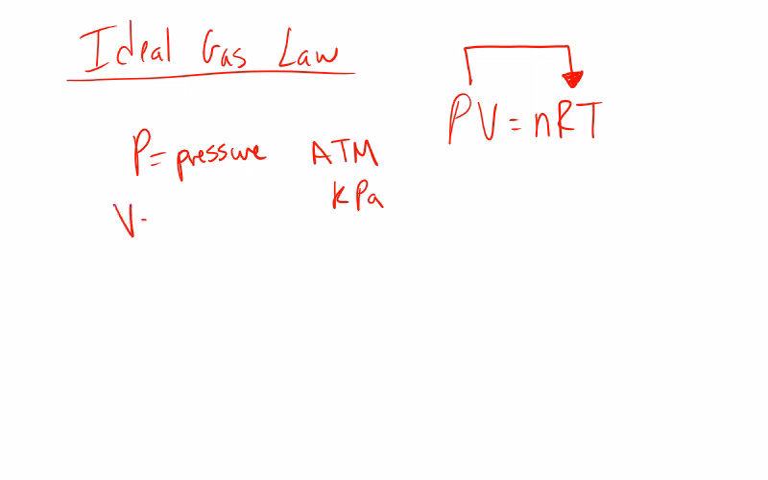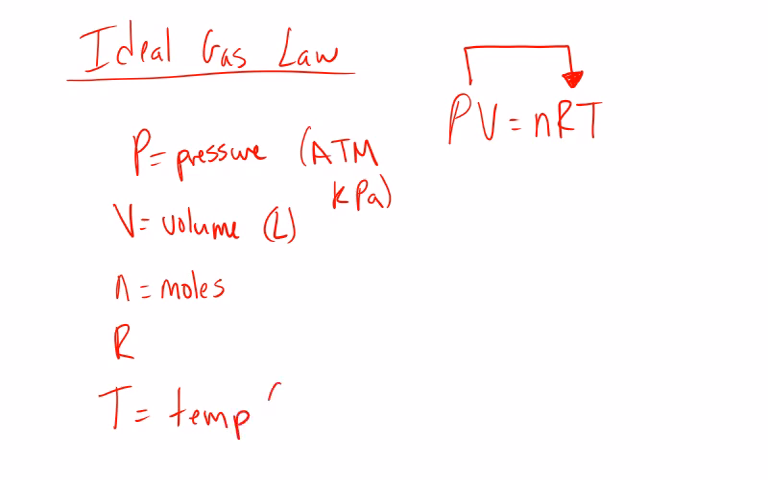We see the V. We know that V is volume, and volume needs to be measured in liters. Again, if it's given to you in something else like centimeters or kiloliters, you've got to convert. The N is a new one, but it stands for moles, which you guys know. If it's given to you in grams, you got to convert to moles. We'll come back to R. T stands for temperature. And again, since we're talking about gases, it must be measured in Kelvin. Remember that Kelvin is Celsius plus 273.